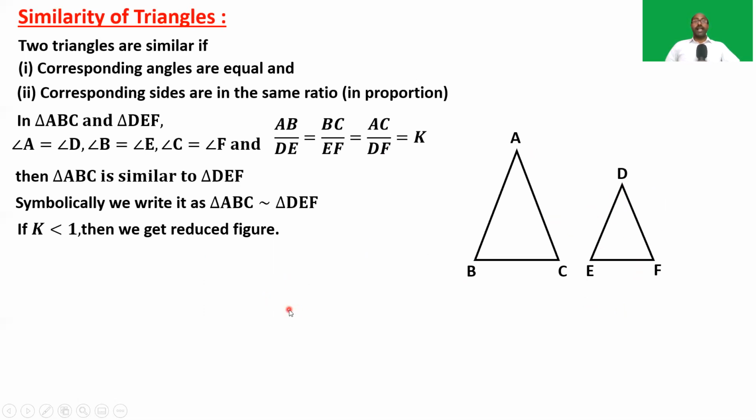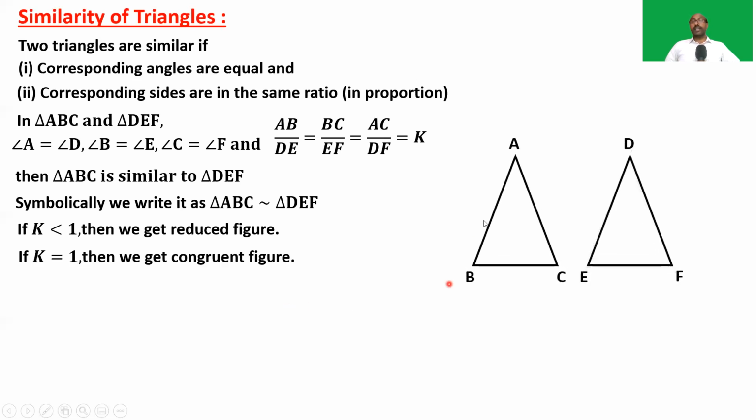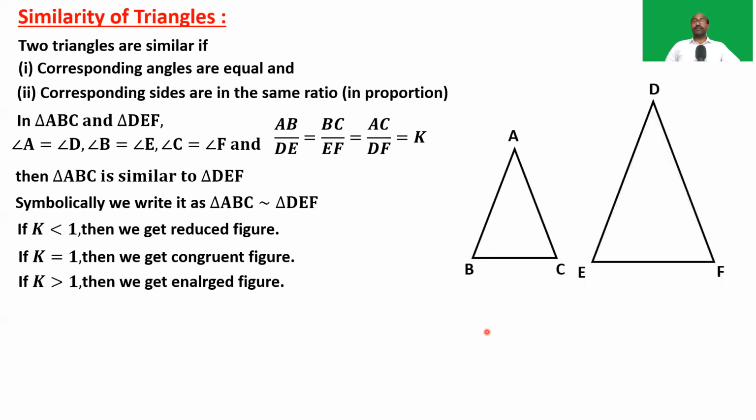Okay. And if K is equal to 1, then we get a congruent figure like this. Here triangle ABC and triangle DEF are congruent. And if K is greater than 1, then we get an enlarged figure like this. Here triangle DEF is an enlarged figure of triangle ABC. So if the scale factor is less than 1, we get a reduced figure. If the scale factor is equal to 1, we get a congruent figure. If the scale factor is greater than 1, we get an enlarged figure. Okay, so now let's do an activity.